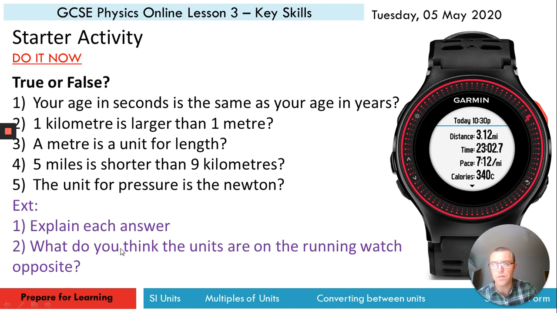And 2, what do you think the units are on the running watch opposite? What are the units? Not the quantity, but the unit. You have to figure it out for time because the unit is not given to you there. Okay, if you like, you can pause the lesson and try to answer those questions. Pause it now.